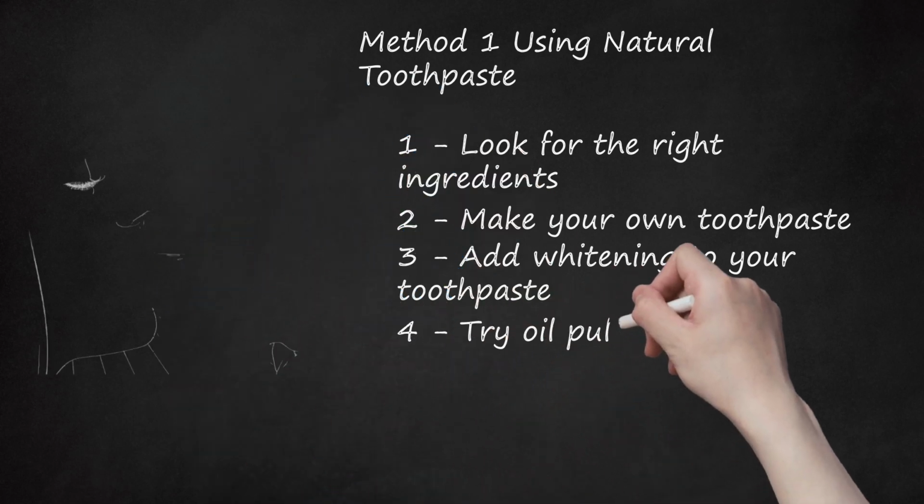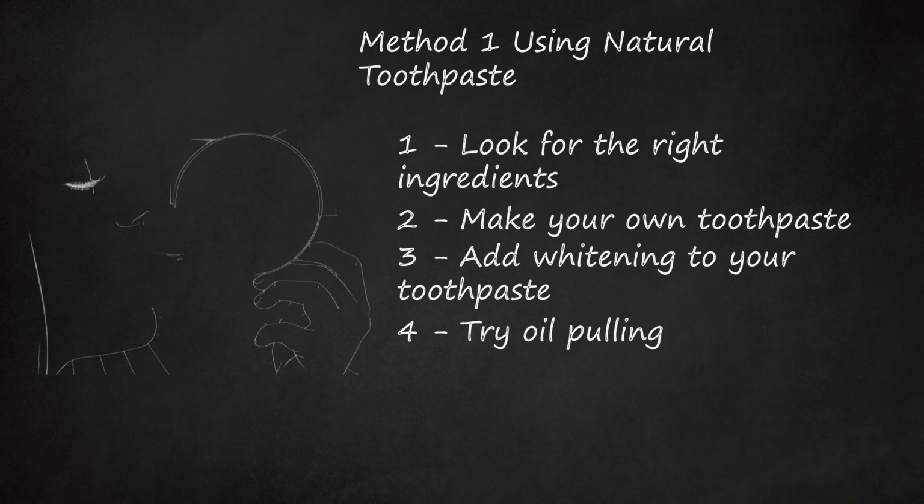4. Try oil pulling. In addition to normal brushing, oil pulling can help reduce bacteria in your mouth. First thing in the morning, take 1 tablespoon of coconut oil or sesame oil into your mouth. With your mouth closed and without swallowing, swish the oil around in your mouth, getting between your teeth and around your mouth. Continue for 15 to 20 minutes. After you're done, brush your teeth normally, then drink 2 to 3 glasses of water.